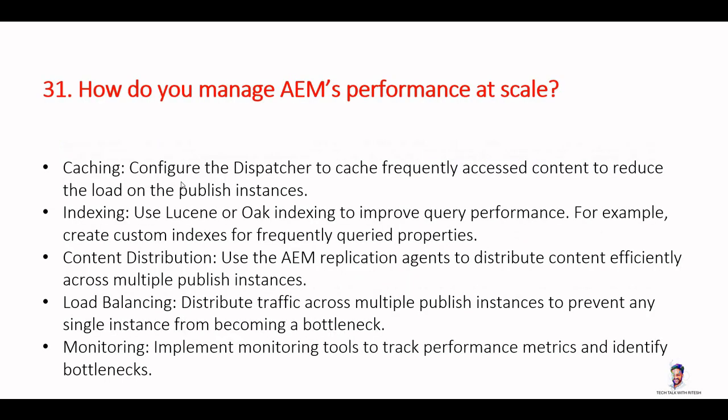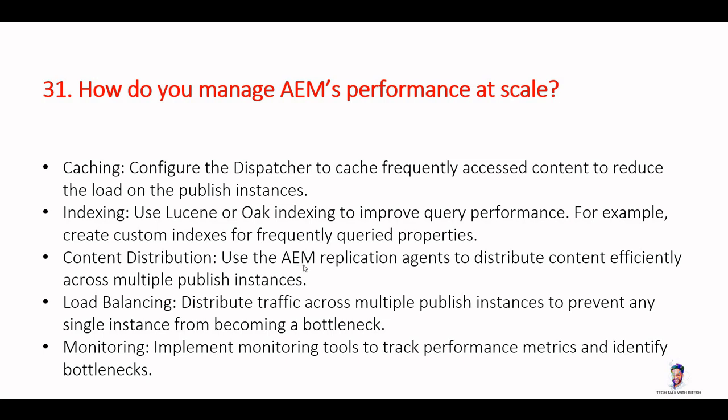Security. Next question is, how do we manage AEM's performance at scale? Again, this question is very vast in nature, and the response will of course differ for a developer, lead and architect. I have tried my best to put together a summary of what we can do to manage AEM's performance, but please add extra to it. Caching. Configure the dispatcher to cache frequently accessed content to reduce the load on the publish instance. Indexing. Use Lucene, Oak indexing, Solr, Coveo, whatever you have in your infrastructure or is allowed, or whichever is better for your use case, to improve query performance. For example, create custom indexes for frequently queried properties.